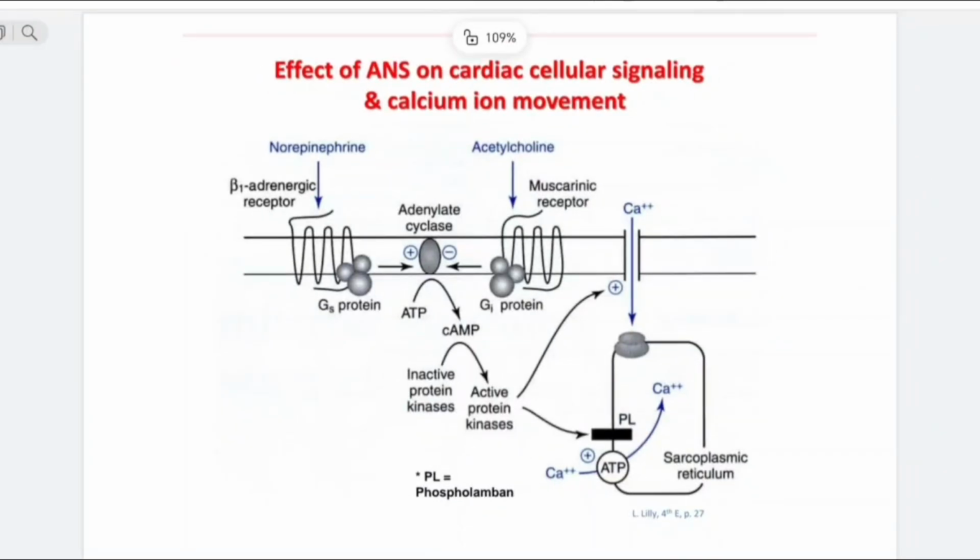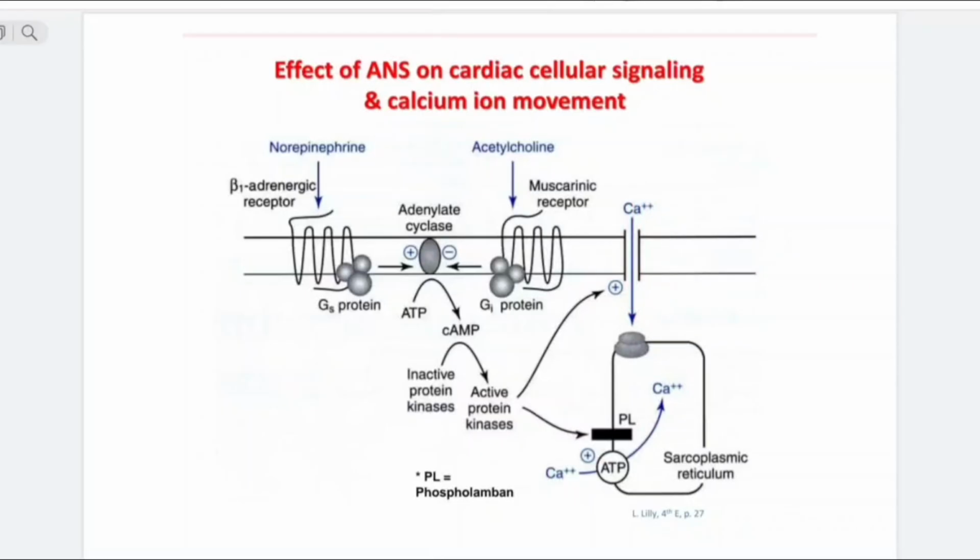Hello everyone. So in this video, I'll be discussing how the autonomic nervous system plays a role in contractility. But before I get into the role of the ANS and how it works, I'm going to explain how contraction happens in the first place. To begin with, an action potential takes place. So then calcium will enter the cell.